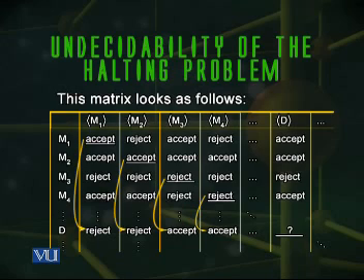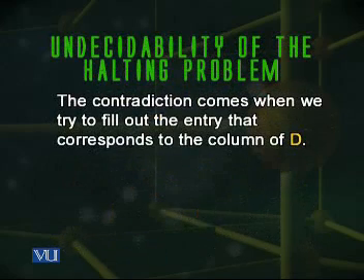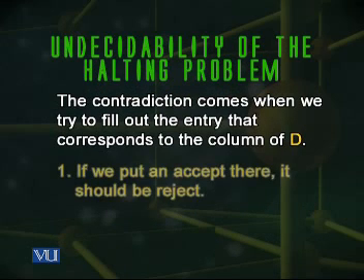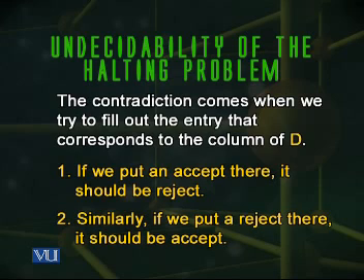Now we ask the question: if this D is a bona fide Turing machine, what is going to be the entry in the column which is labeled by D, or the description of D? So we're asking, what would D do on its own description? And that's where we get a contradiction. The contradiction comes when we try to find the entry that corresponds to the column labeled by the description of D. If we put an accept there, it should have been a reject. Similarly, if we put a reject there, it should have been an accept.